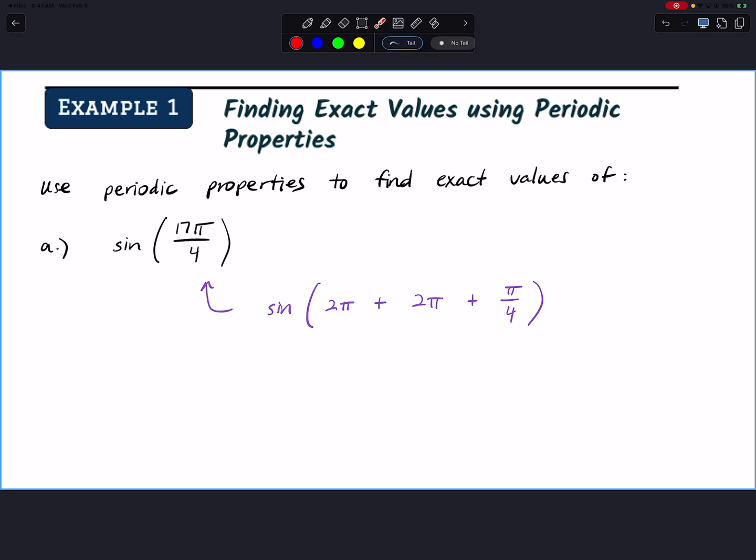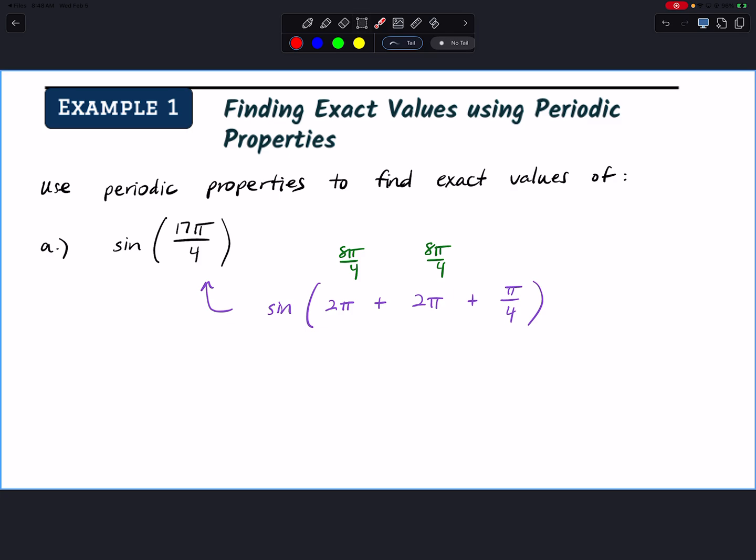Good. Yes. Good. Guys, these are fractions. 2 pi, do you guys agree, is the same thing as 8 pi over 4? Does that make sense? And then 2 pi again is the same thing as 8 pi over 4. What's 8 pi over 4 plus another 8 pi over 4? How many pi over 4s do I have? 16 plus another one. 16 plus 1 gives me 17. Okay? So it's just basically breaking it up until you get to the angle that you want.